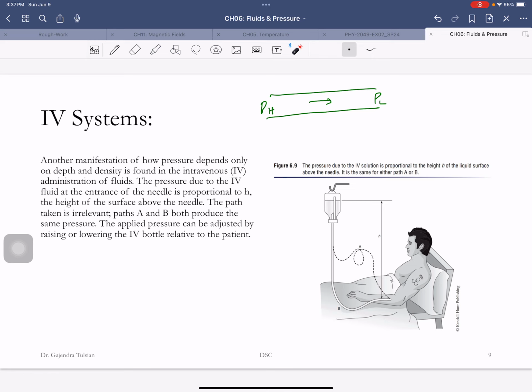Okay, and as you saw, to increase the pressure at this point, all you have to do is raise the fluid. If the IV fluid is not flowing in, that means the pressure due to this column is not larger than the blood pressure, and you just have to raise it. It has to be greater than the systolic pressure.